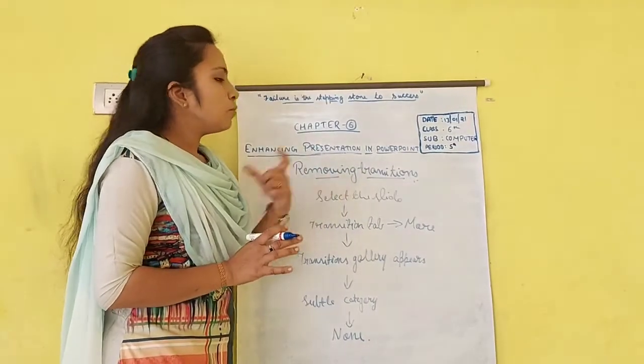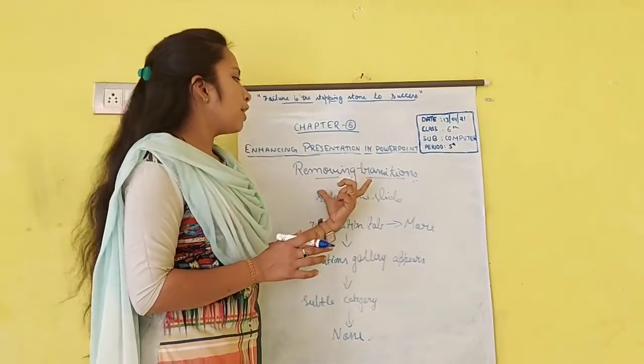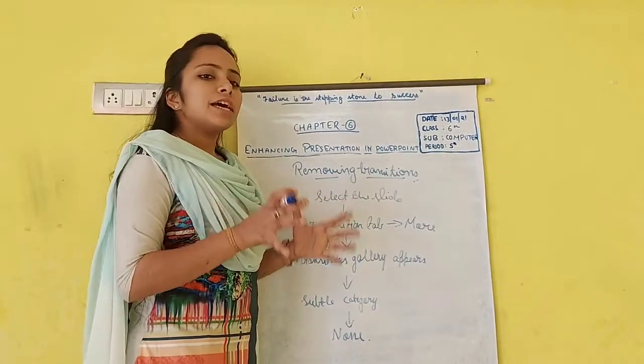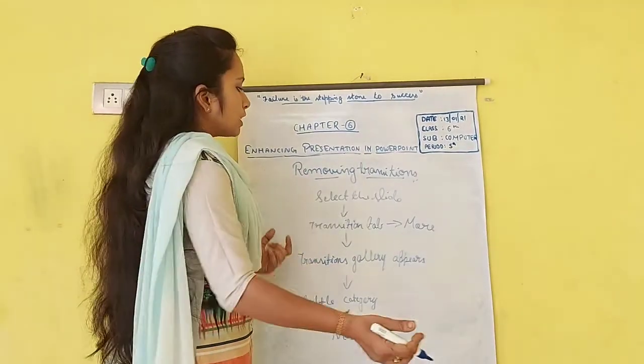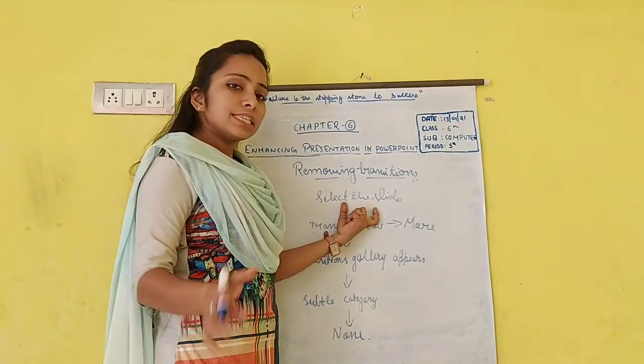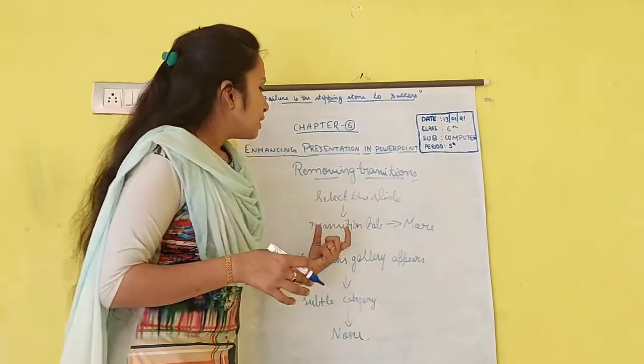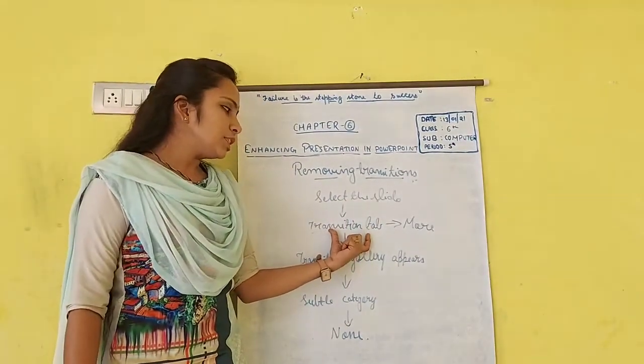Now, time to remove the transition. Once you have added the transition, sometimes you may need to remove it. For that, you will again select the slide where the transition is there. Then you will go to the transition tab.